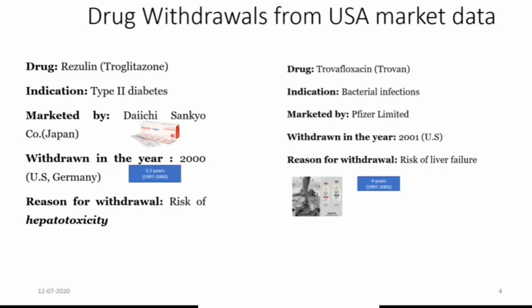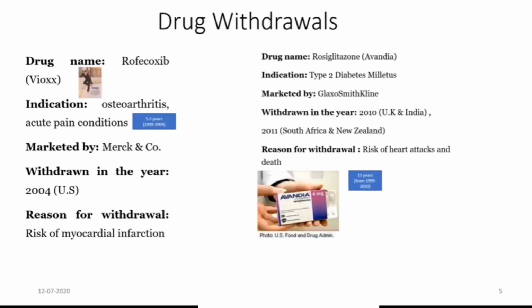Trovan is again the same. The drug was used for the treatment of bacterial infection, and it was withdrawn from the market after 4 years due to risk of liver failure. Same with Vioxx. The drug was used to treat acute pain conditions, but it was withdrawn from the market in the US for risk of myocardial infarction.